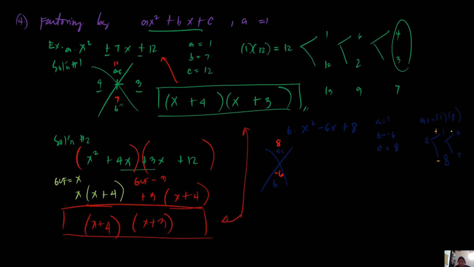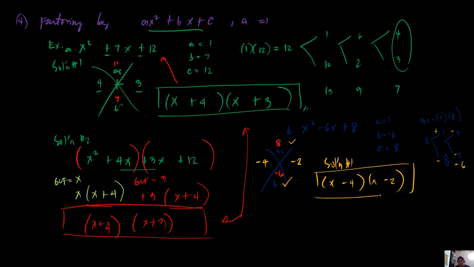When both are negative, negative 4 plus negative 2, the answer is negative 6. At the same time, we satisfy the B. At the same time, negative 4 times negative 2, the answer is positive 8, which is our AC. So, our factors are negative 4 and negative 2. If we do the solution 1, our x minus 4, x minus 2. If you do the FOIL method, it has to go back to the original expression.